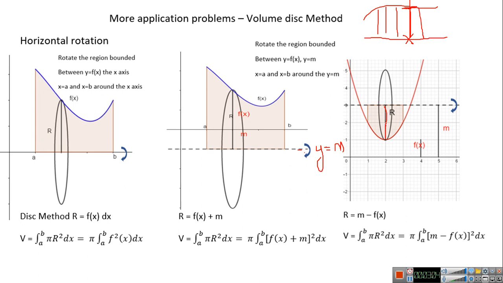If you want to find the radius, we all know that from the x-axis towards the function, this is f of x. So here it's f of x, and from here till here it's m. So what will be the radius? It will be the difference, m minus f of x. So it will be pi r square. You do it.